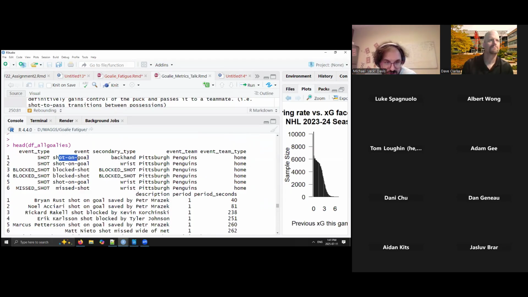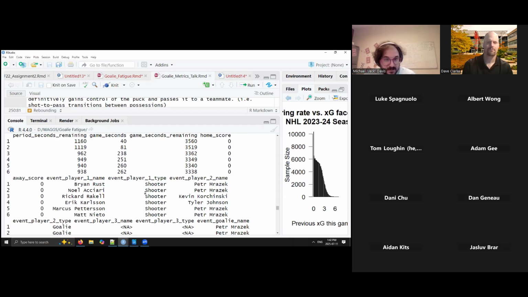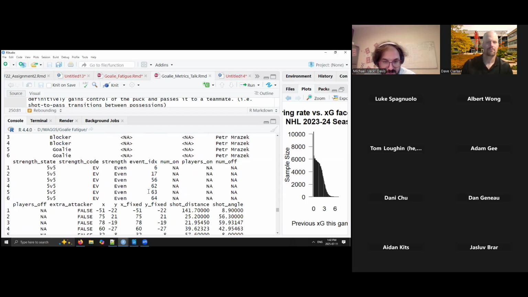So event type, shot on goal, backhand, who the team was, when it happened, who was on the ice, the XY coordinates of each of those, both in terms of physical distance and also fixed towards who the defending or offensive team was, and shot distance and shot angle. Now I had to go back and recreate it, because I've got the XY coordinates for the blocked shots, but it didn't actually record that. But that's not super hard to find.